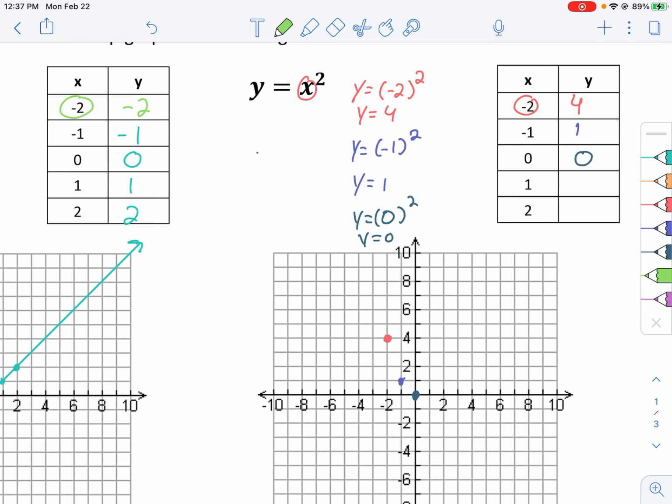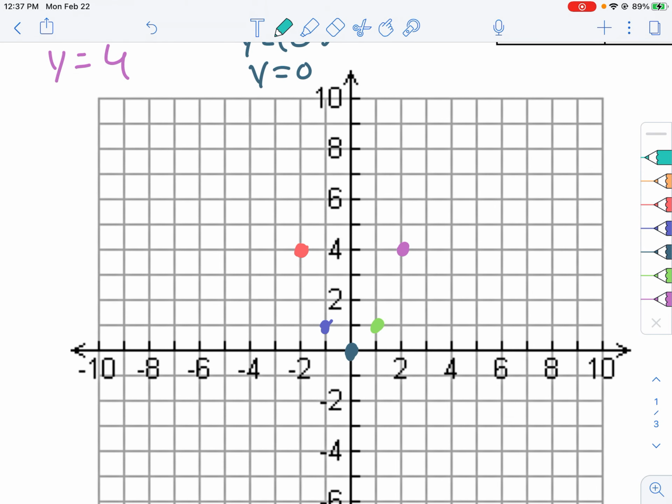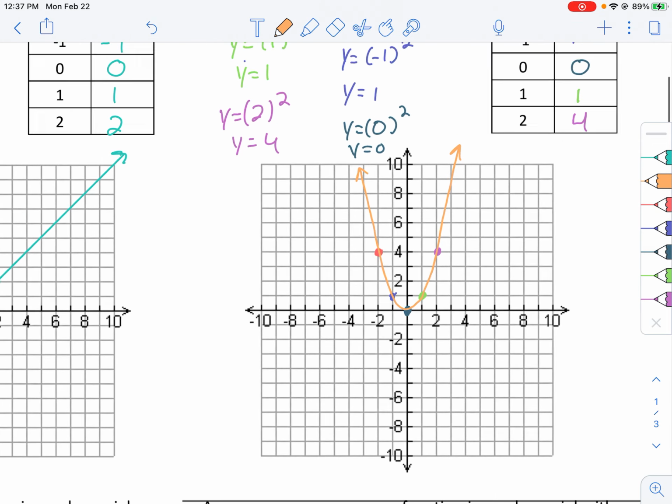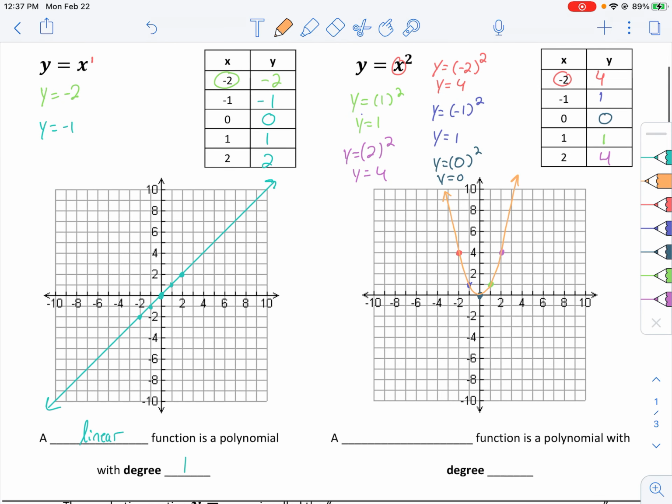And then let's try +1, so y equals (+1) squared. That's going to give us y is equal to 1. So (1, 1). And then last but not least, y is equal to 2 squared, which would give us y is equal to 4. So this graph, check it out, kind of doing something like this, where it comes down, goes to the origin, and then bounces back up. Just like that. And that is a graph of a quadratic function.